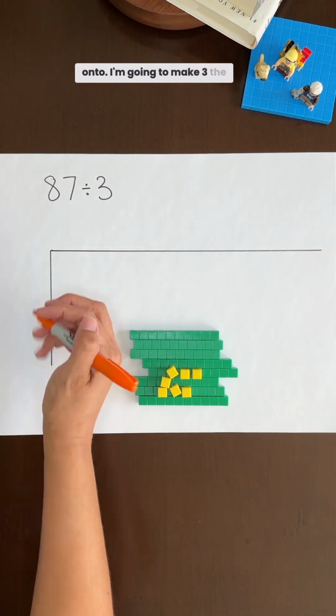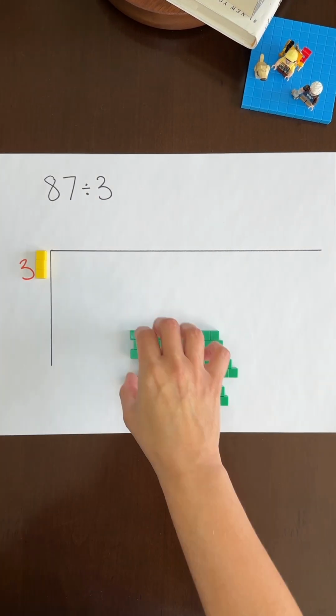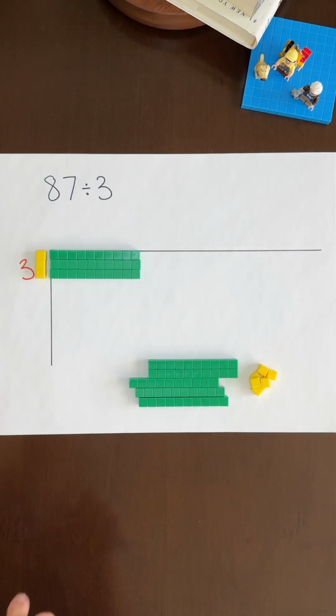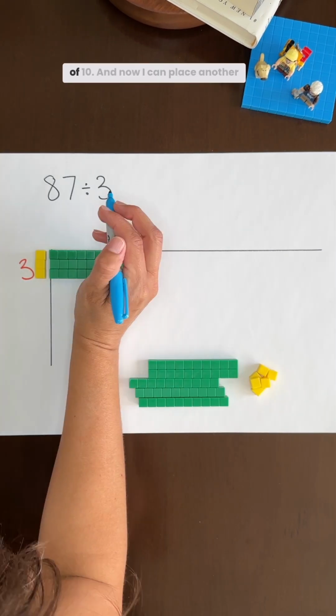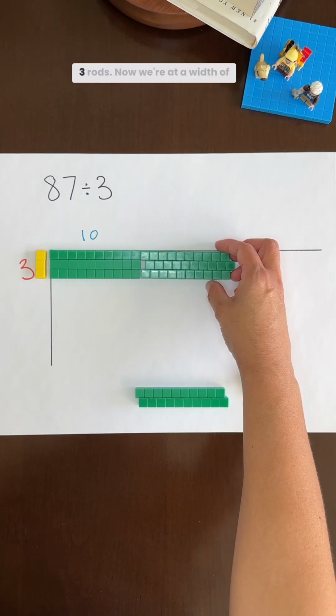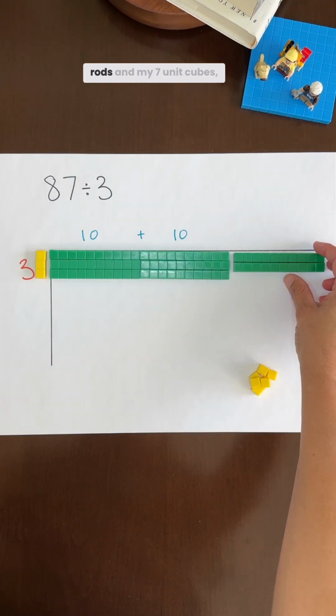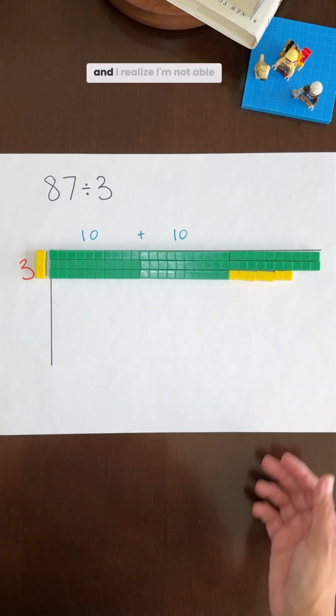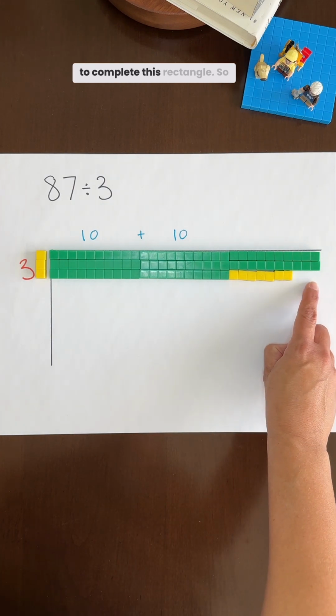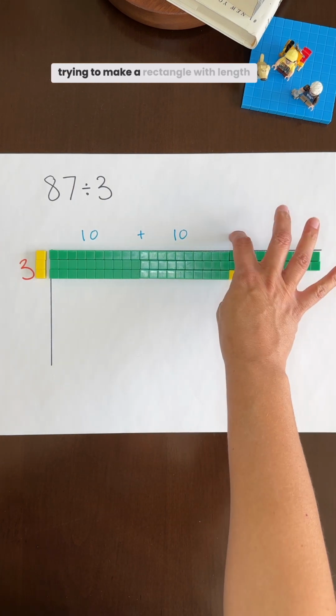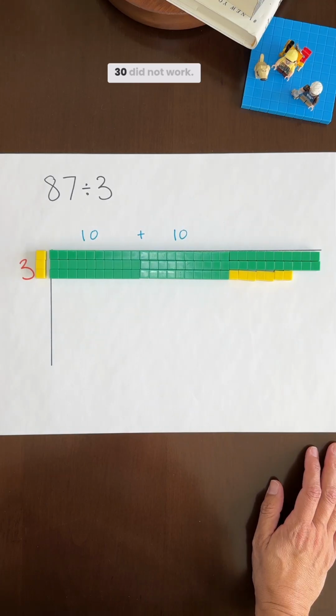I'm going to make 3 the width of my rectangle. I can place 3 rods here. So far my rectangle has a width of 10. And now I can place another 3 rods. Now we're at a width of 20. I place my final 2 rods and my 7 unit cubes, and I realize I'm not able to complete this rectangle. So trying to make a rectangle with length 30 did not work.